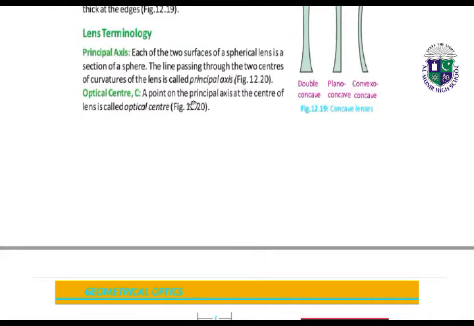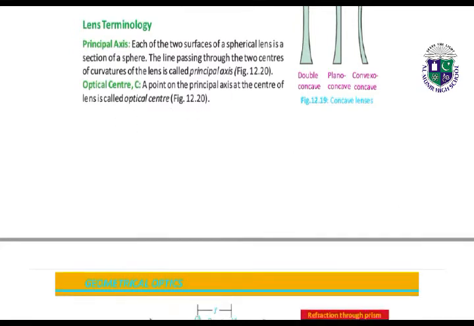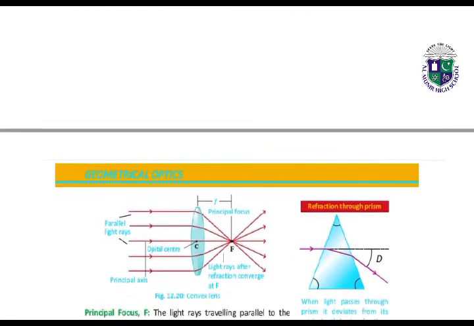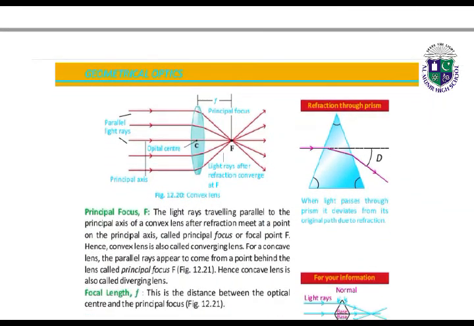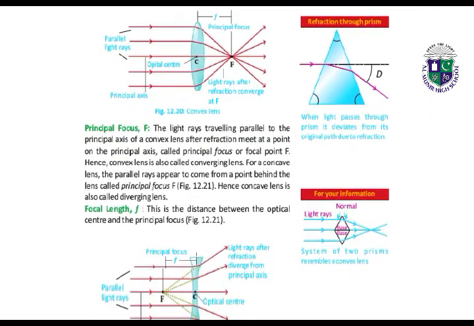Optical center, a point on the optical axis, वो point optical axis में जो center of the lens को show कर रहा है, we call it optical center. So here students, we have the convex lens. Look at this convex lens. Here we have this convex lens, thicker at the center, thinner at the edges on both sides.